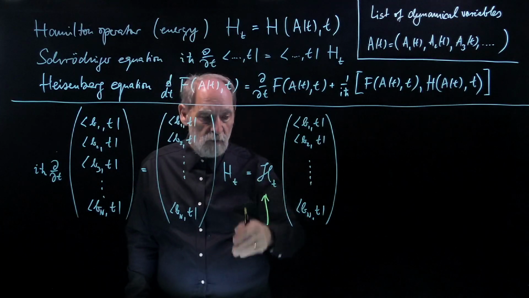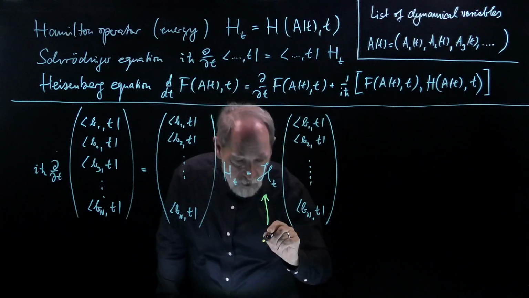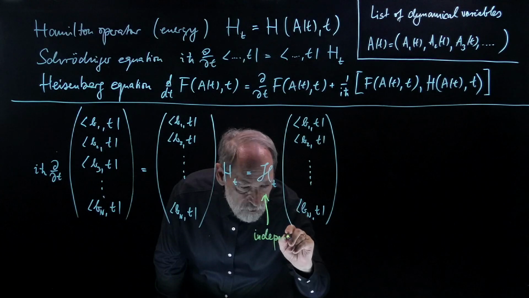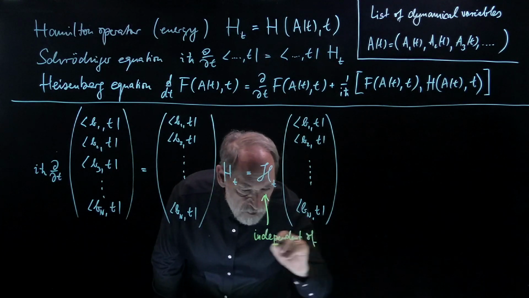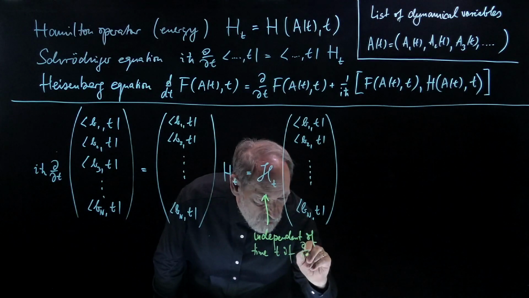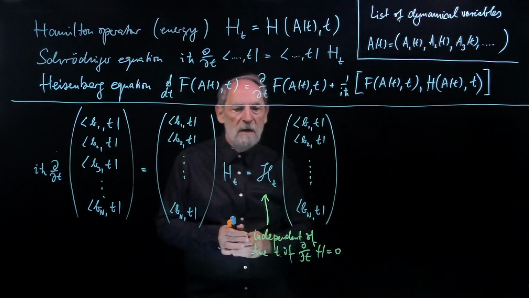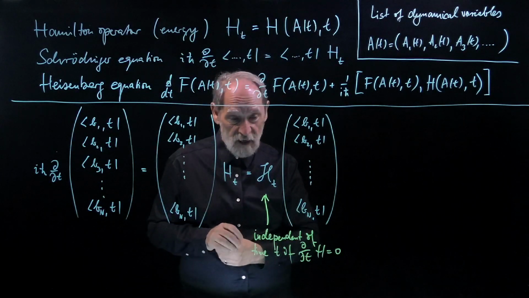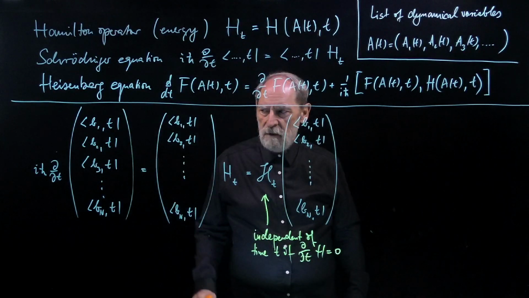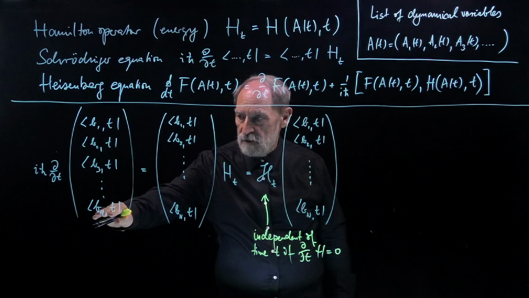This Hamilton operator will not depend on time if there is no parametric time dependence. So it is independent of time t if there is no parametric time dependence in the Hamilton operator. Then this will just be a matrix that is the same for all times. So now this is a statement about this column of basis bras.